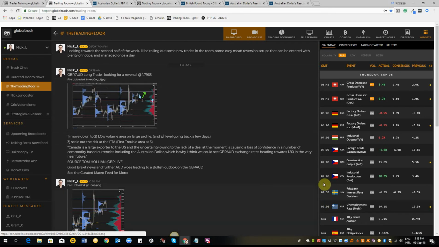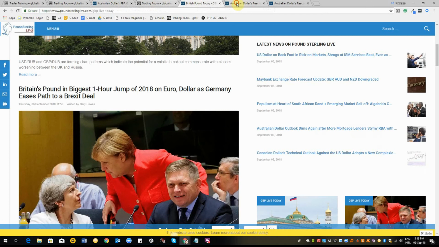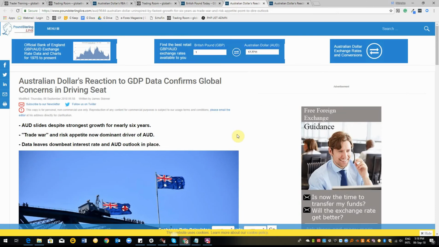We're looking at pairing this short-term positive sentiment on the pound against the Aussie dollar, which, the poor old Aussie continues to slide even in spite of some good news coming out. So if we just look over here, Aussie dollar's reaction to GDP data confirms global concerns in driving seat. Aussie dollar slides despite strongest growth for nearly 6 years. So more weakness for the poor old Aussie dollar.